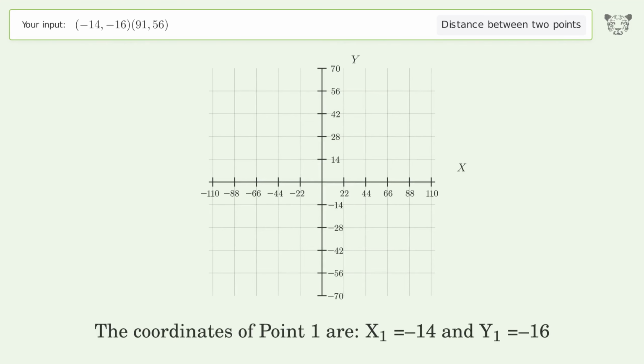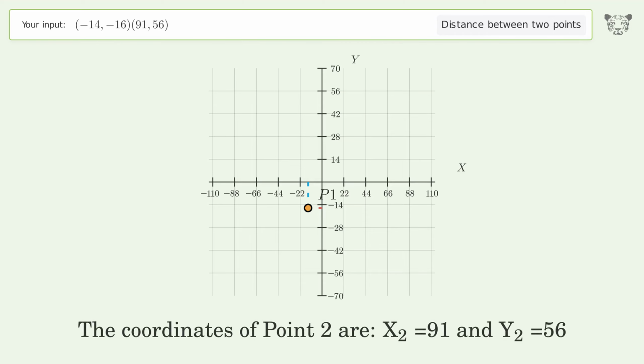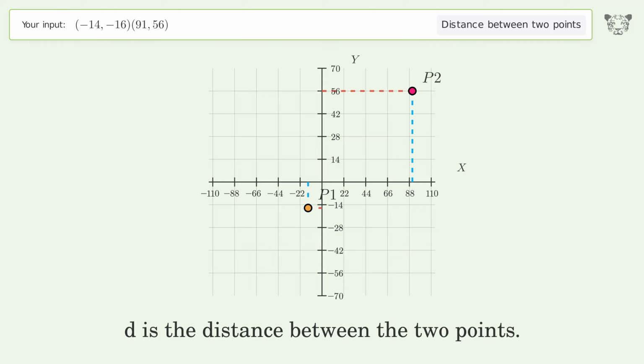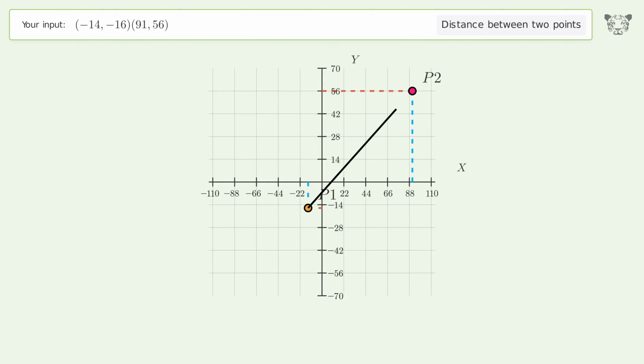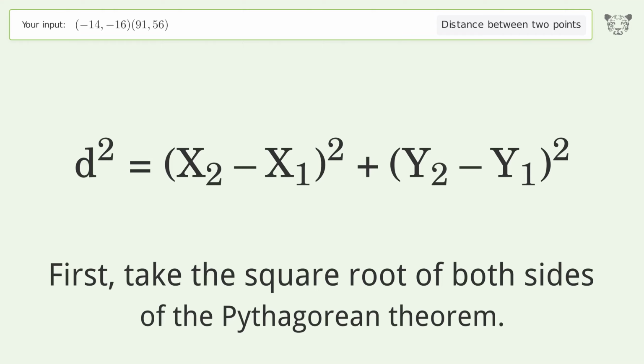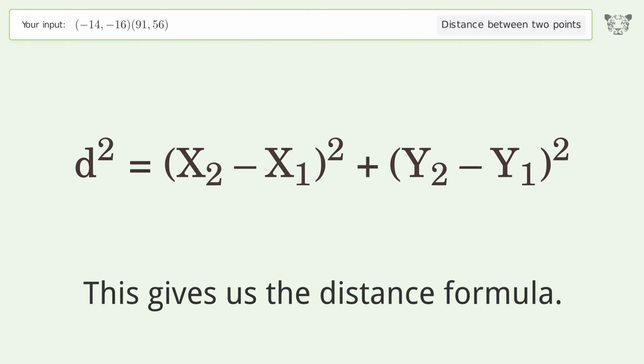The coordinates of point 1 are x1 equals -14 and y1 equals -16. The coordinates of point 2 are x2 equals 91 and y2 equals 56. D is the distance between the 2 points. First, take the square root of both sides of the Pythagorean theorem. This gives us the distance formula.